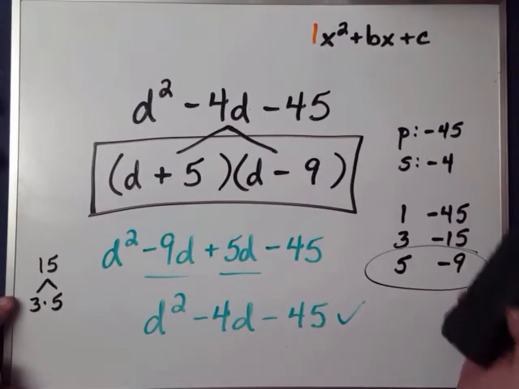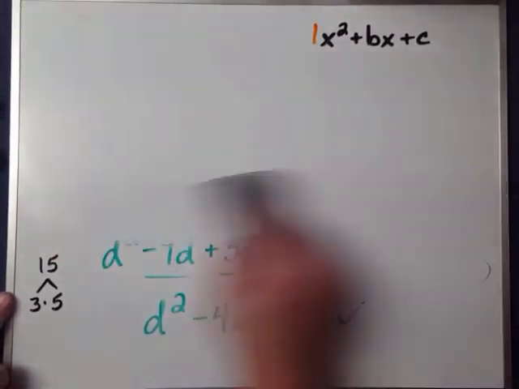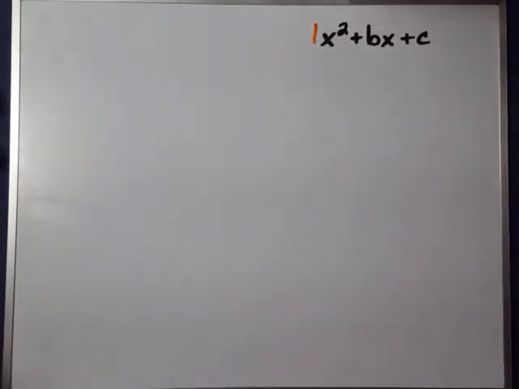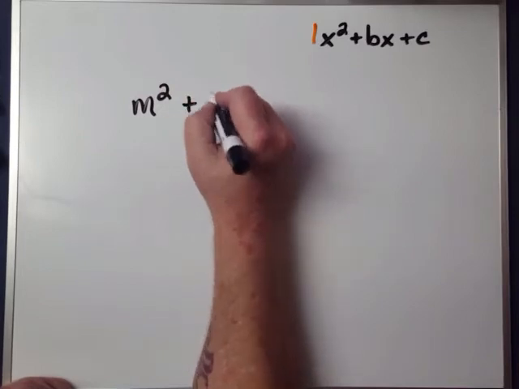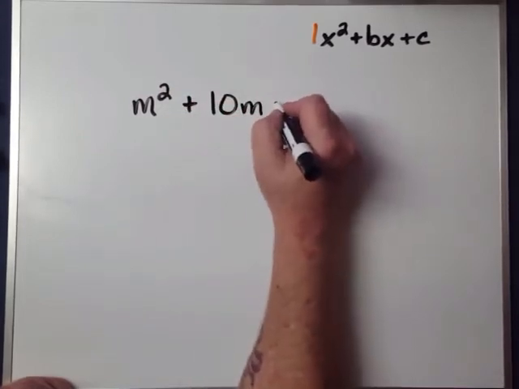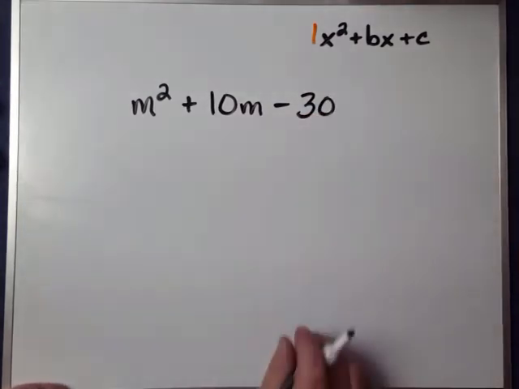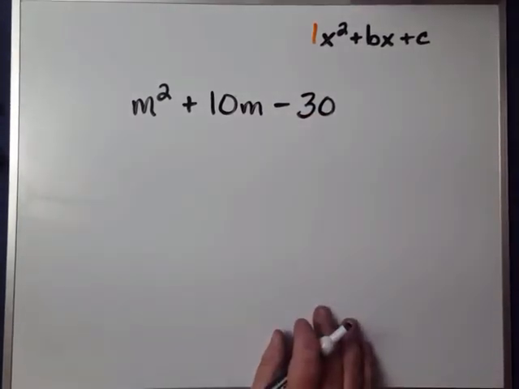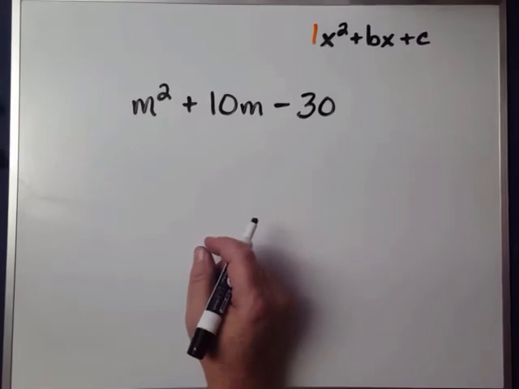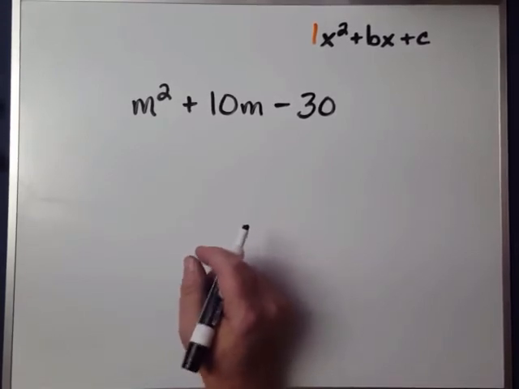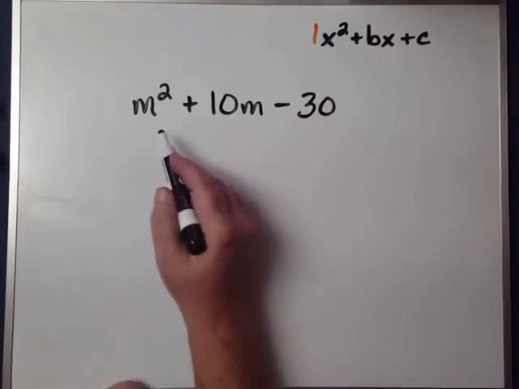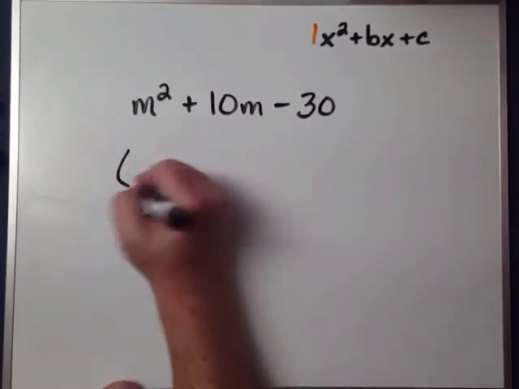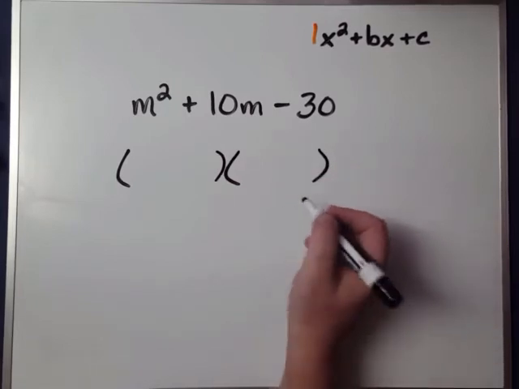Number 42. Factor. That's all my instructions will say. I will not say factor completely. I will simply say factor, and you will know to factor completely. If this factors, it will factor as a pair of binomials. We're unfoiling, right?